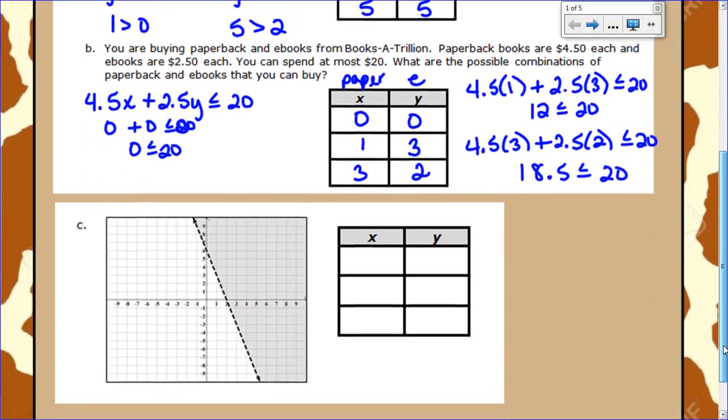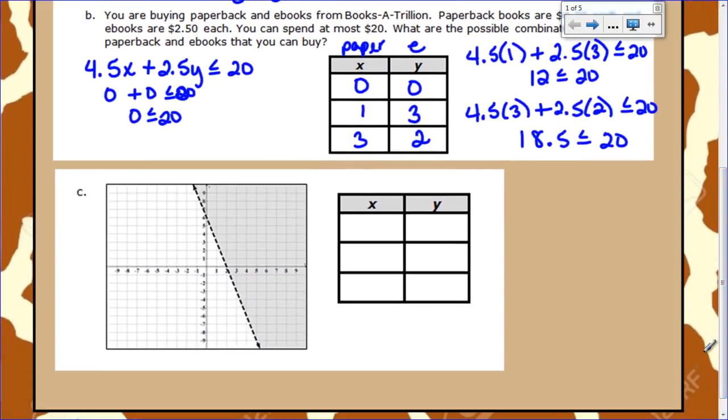So C then gives you a graph, and we are asked to find 3 solutions from this graph. Well, the solutions have to be in the shaded area. In this graph, they cannot be on the line because that line is a dashed line and not a solid line. If the line were solid, points could be on the line, but since it's not solid, points can't be. And so I've got to pick points.